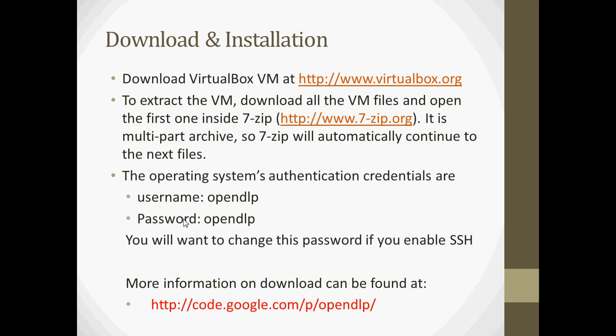Download and installation. You can just navigate to www.virtualbox.org, download VirtualBox, download the VM, download 7-zip if you don't have it already, and extract the files. There are 7 files, so just extract them through 7-zip. 7-zip will automatically continue to the next file, so just run it inside 7-zip. The operating system's authentication is username OpenDLP, password OpenDLP. If you use SSH, enable SSH, you have to change the password.